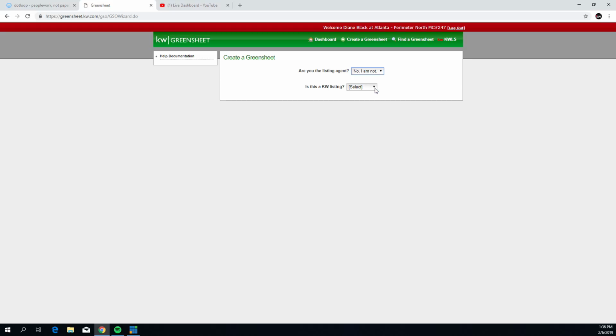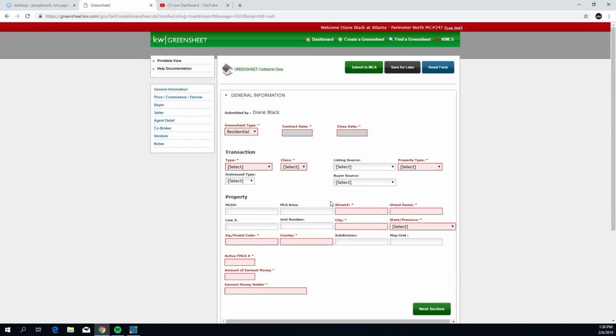In this case, no, not the agent, and it's not a Keller Williams. If it was, it would probably kick you into a different thing where you could actually pick the property. But that's the way we're just going to put it in. Now, what is it that you notice about this page, just right off the bat? Lots of red.